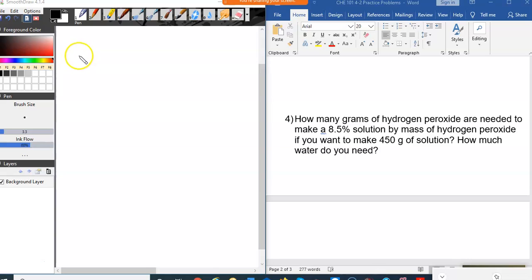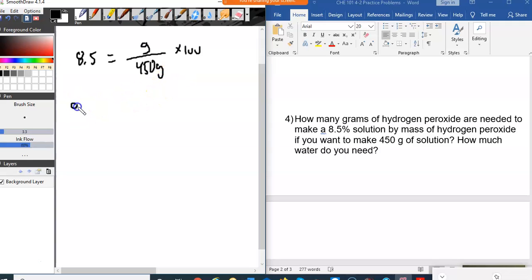We're doing percent by mass. So we have 8.5% equals the mass of the solute, which is what we're trying to find. So hydrogen peroxide is the mass of our solute. We're trying to find this, divided by a total of 450. So the 450, remember, is our total, the mass of our solution, solute plus our solvent.